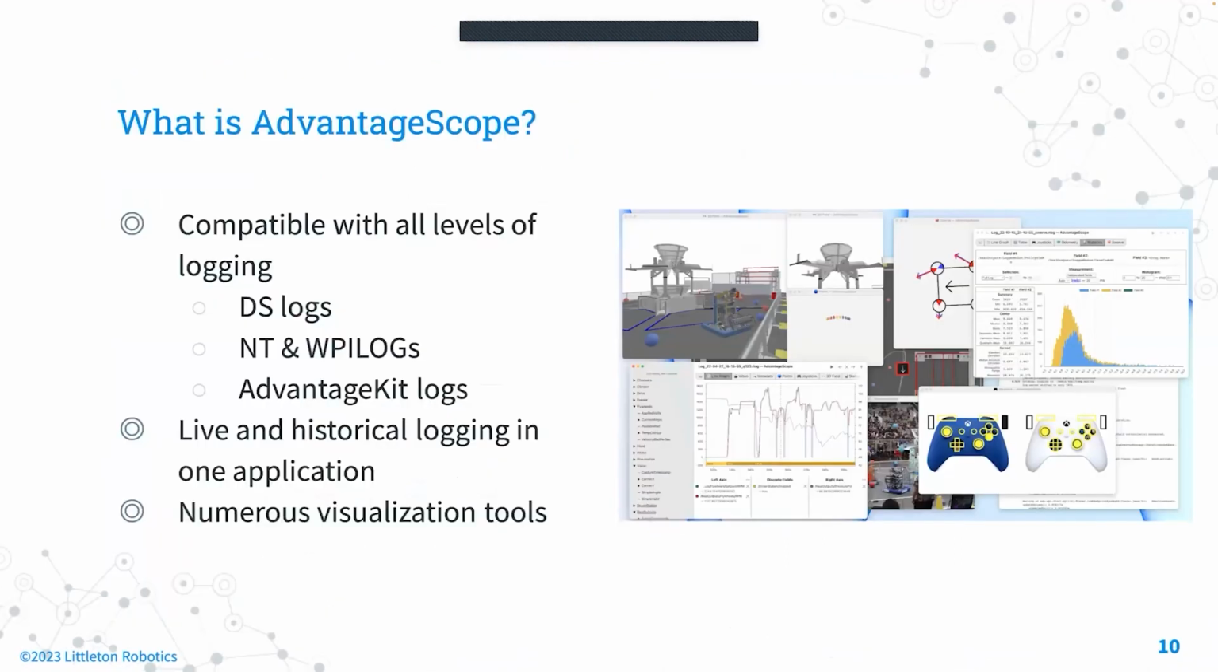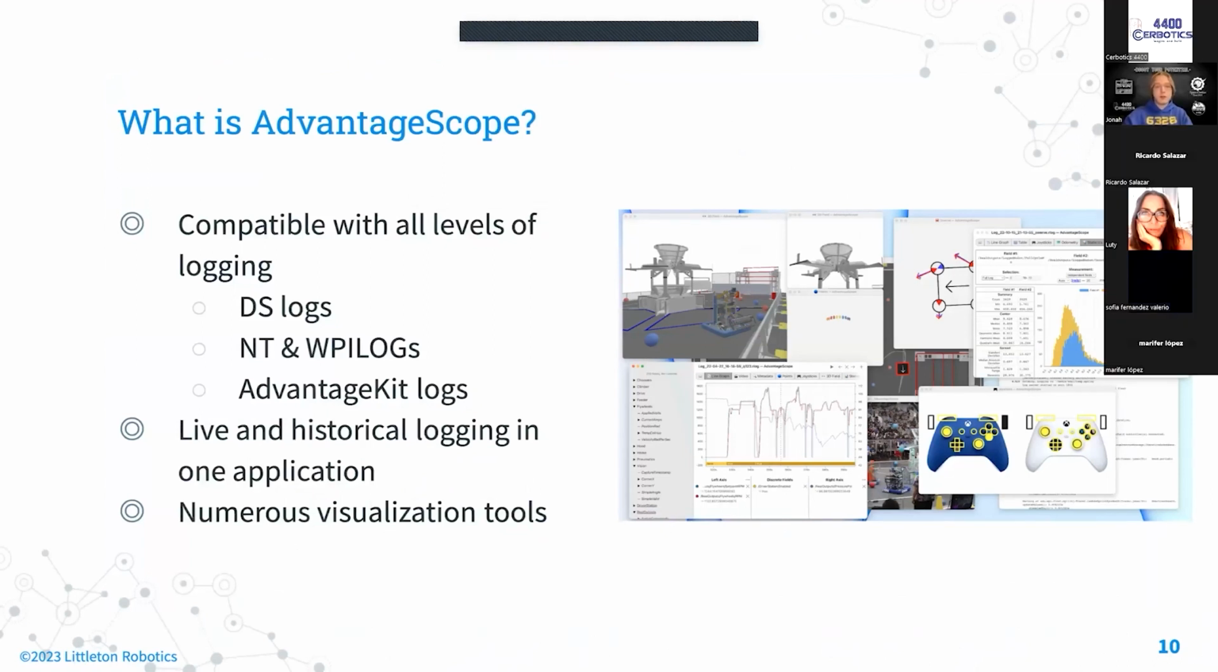The first thing I want to make clear is that AdvantageScope is compatible with all levels of logging, all levels 1, 2, and 3 that we've been talking about. So it can open driver station logs. In general, we prefer the AdvantageScope interface compared to the built-in driver station log reader. AdvantageScope can also open WPILog files produced by the code you just saw. It can connect to NetworkTables for live analysis, and it can open logs that are produced by AdvantageKit for level 3 logging.